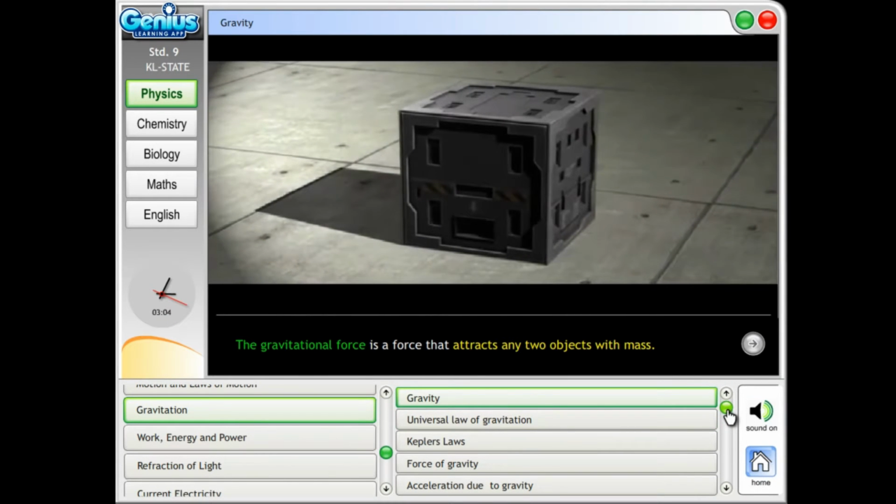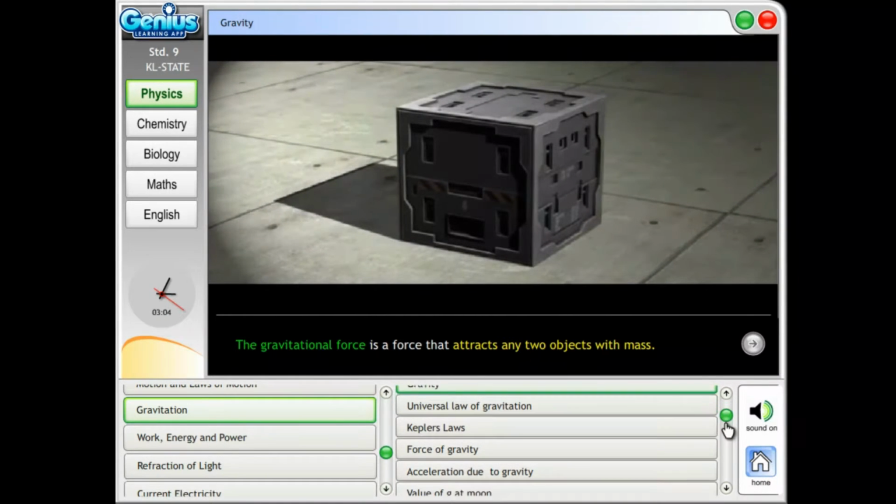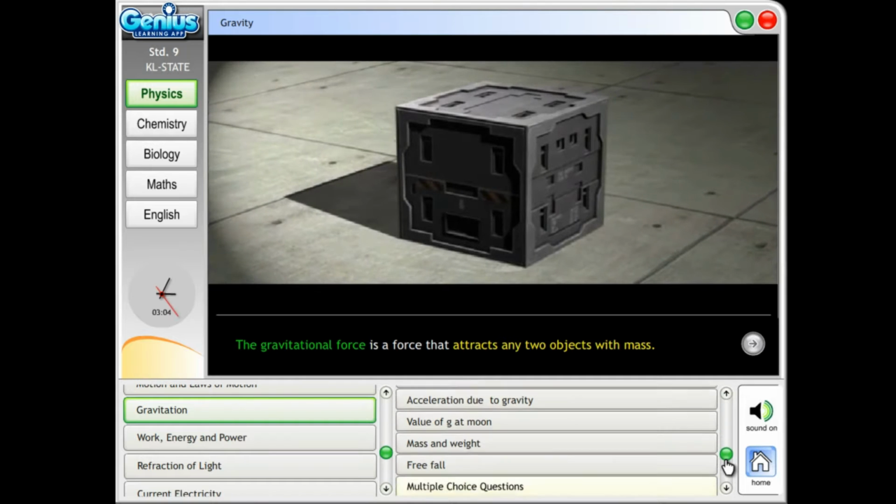Gravitation. Gravitational force is a force that attracts any two objects with mass.